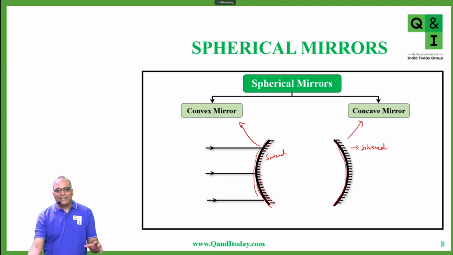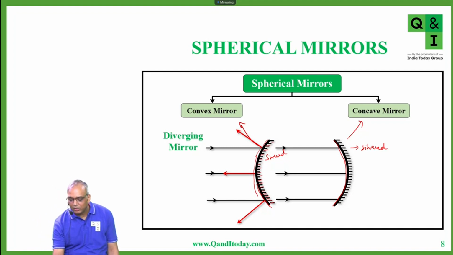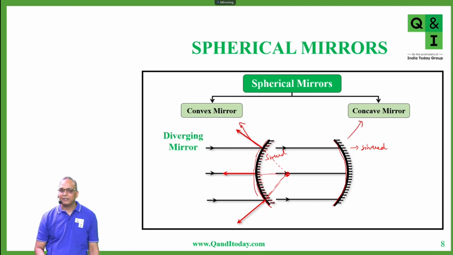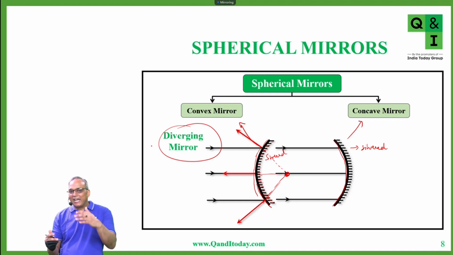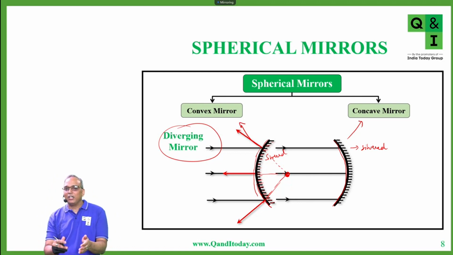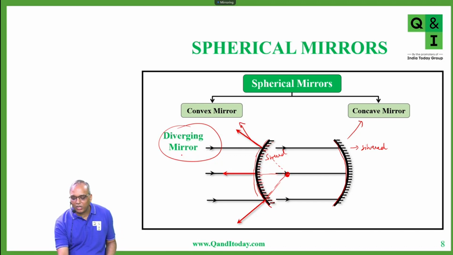So as I said, in a convex mirror, the parallel light rays which come parallel to the principal axis, after reflection, diverge. And when you extend them backward, you will see that these are coming from this point, right? So that's why this is called a diverging mirror. It appears to be diverging from this point. We'll come to know what this point is specifically called in the next slides. But it appears to diverge from a point. So this is called a diverging mirror.